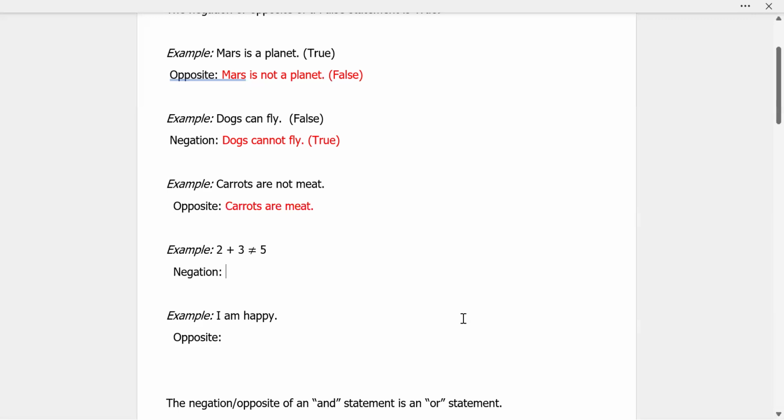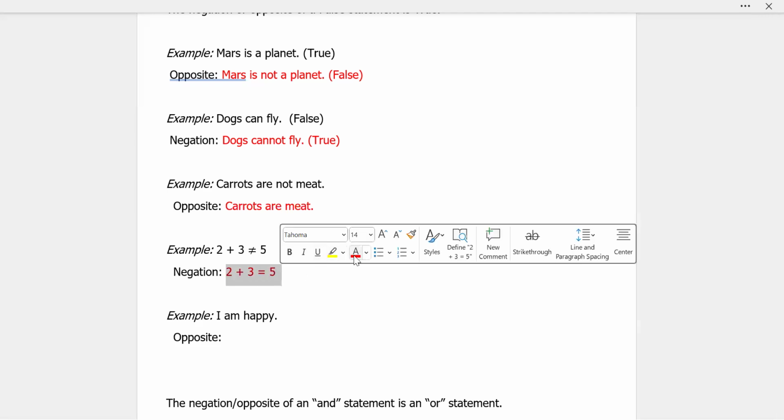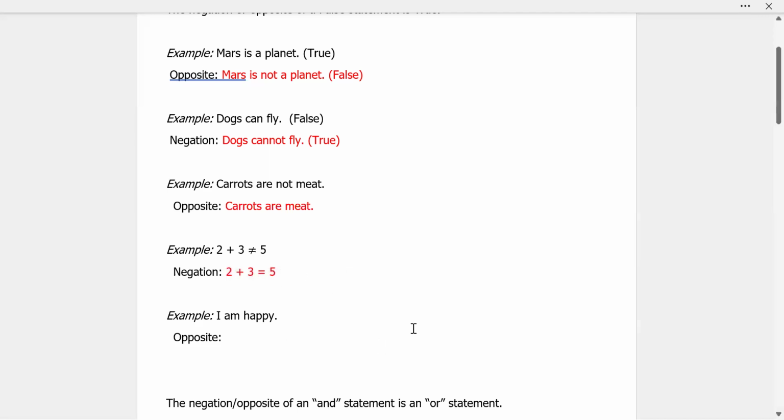Okay, if I say 2 plus 3 is not equal to 5, the negation or the opposite would be 2 plus 3 is equal to 5. The original one was false, and this one is true.